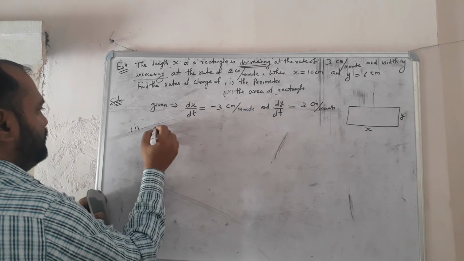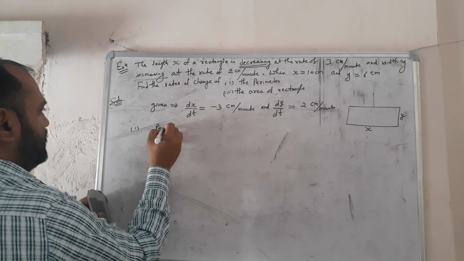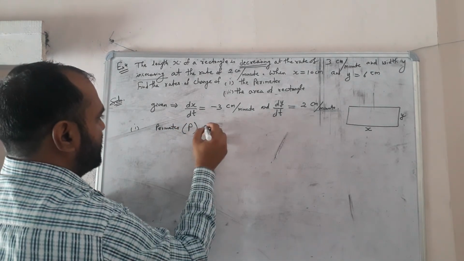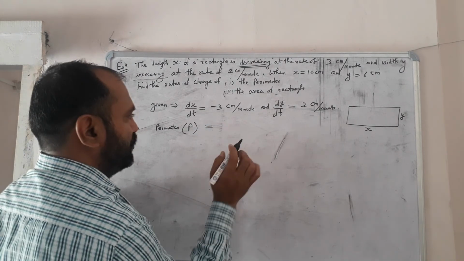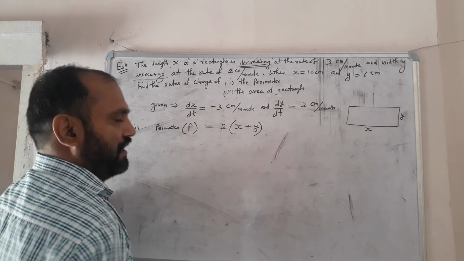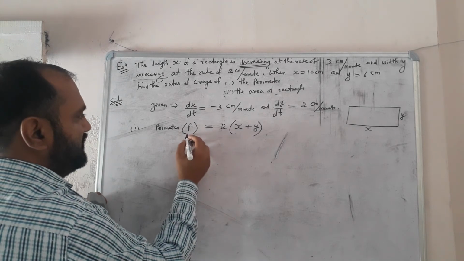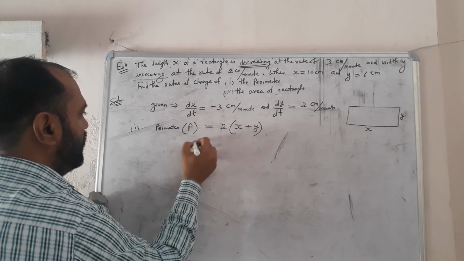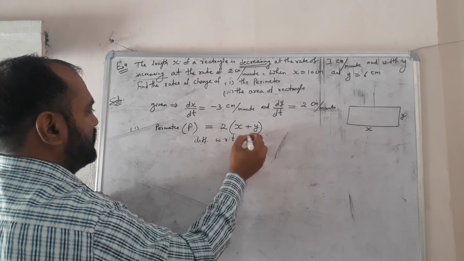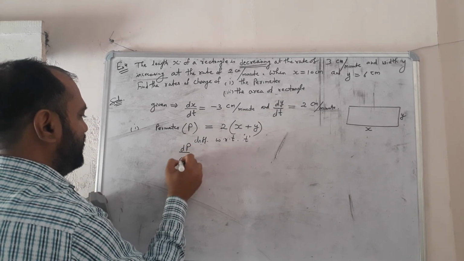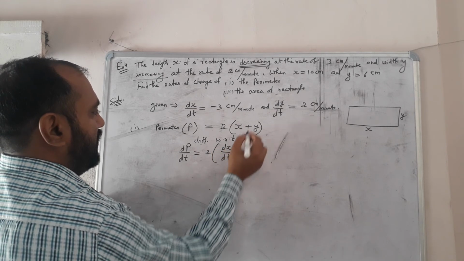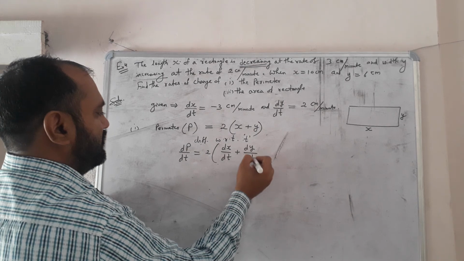Now first part, perimeter. Perimeter को p से डिनोट करते हैं. So let P be the perimeter. What is the perimeter of a rectangle? You know, 2 into length plus breadth, right? So P is this. Now differentiate with respect to T. With respect to T, what will we get? dP over dt is equal to 2 into dx by dt plus dy over dt.